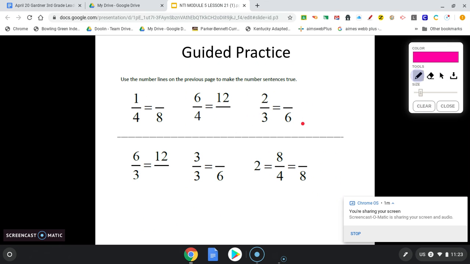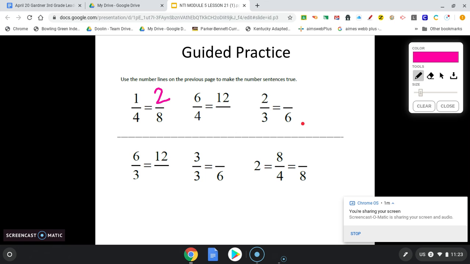So let's take a look here. You can use your number lines that you just created or your number line strips. So pick those up, find 1/4, and find your eighths. Now, what is equivalent to 1/4? Very good. 2/8 is equivalent to 1/4.